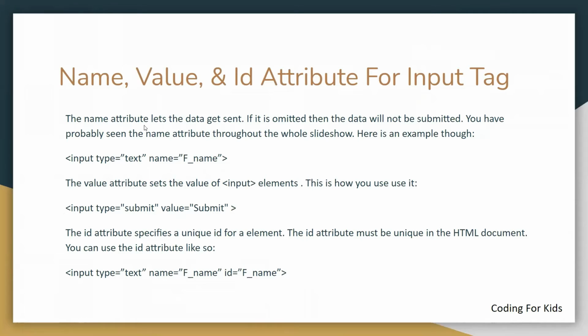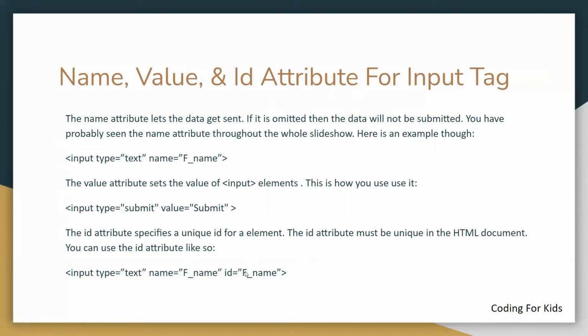The name attribute lets the data get sent. If it is omitted, the data will not be submitted. That kind of rhymed, but yeah. So you would just put name equal to and give it some name. In the name attribute, multiple elements can have the same name, but the ID attribute is not like that, because the ID attribute specifies a unique ID for an element. So it must be unique within the HTML document.